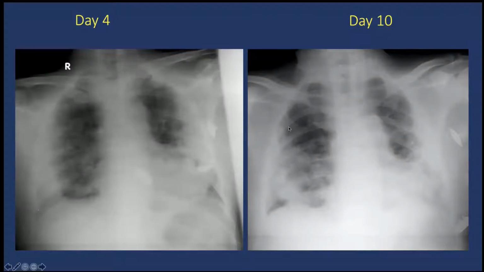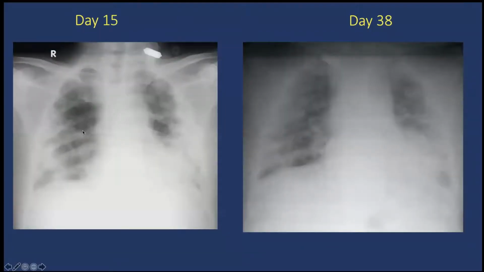On day 10, we can see that there is some resolution of the consolidation and ground glass densities with some residual aspect at the lower zones bilaterally. Further on day 15, there is some persistence on the left side. On the right side, there is further regression. By day 38, there is near complete resolution of the findings. The patient by this time had tested negative and was discharged with a completely asymptomatic course.